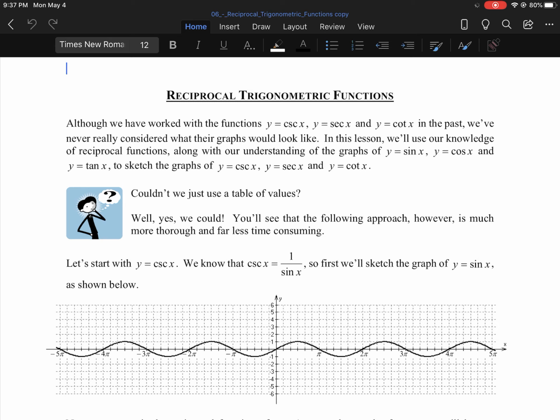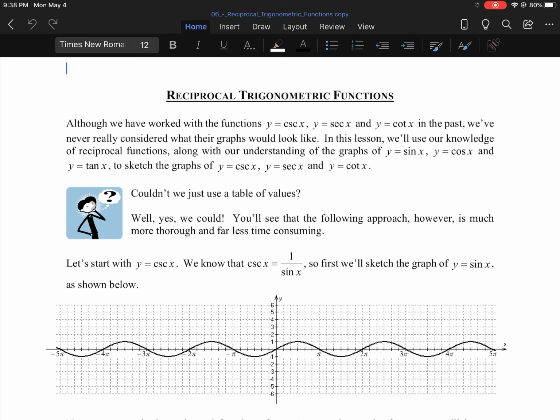Today's lesson is on reciprocal trigonometric functions, and I feel about these graphs the same way I felt about tan. I'd really love for you to understand them, and at some point it's vital that you do understand the graphs. But for now, if it's a memorization thing, that's okay. But here's a chance, this lesson's a chance to really understand the graphs of the reciprocal trig functions.